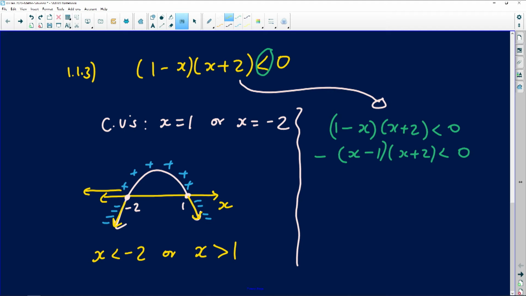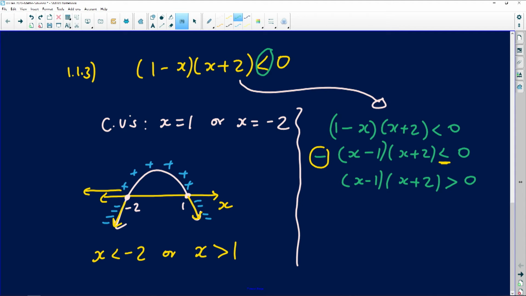Now, we've got a negative that we don't like working with, so I will divide both sides by negative. Remember, when you divide by negative, the inequality will change direction. That means we'll end up with x minus 1 into x plus 2 is greater than 0 instead of less than 0 because I'm now dividing by a negative.